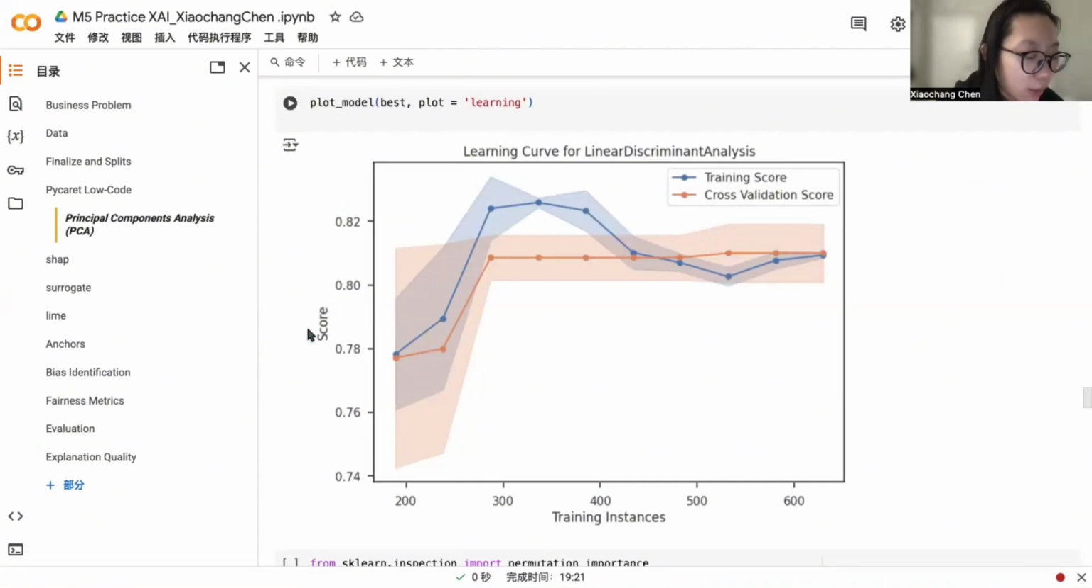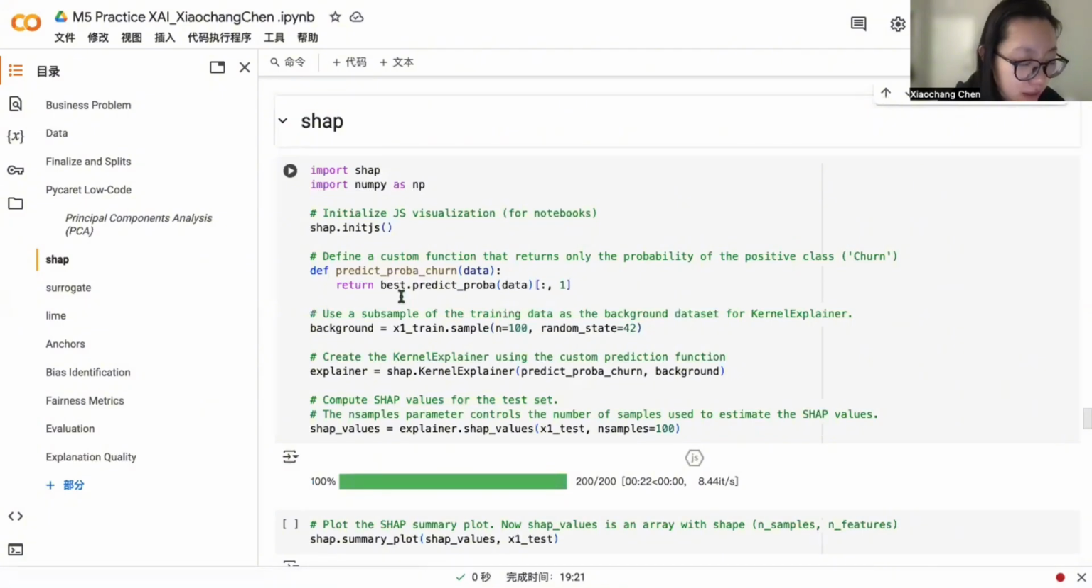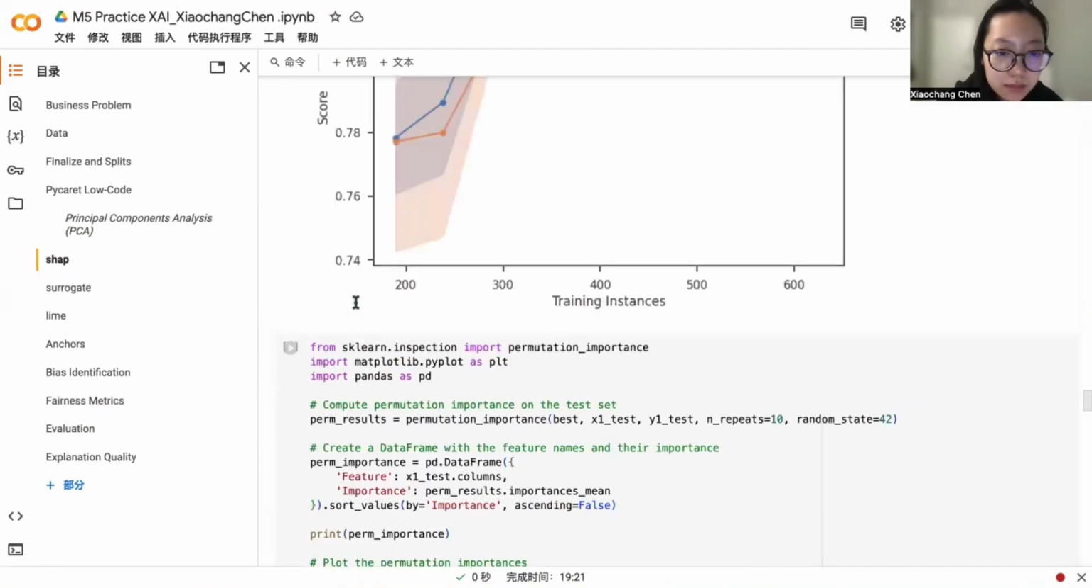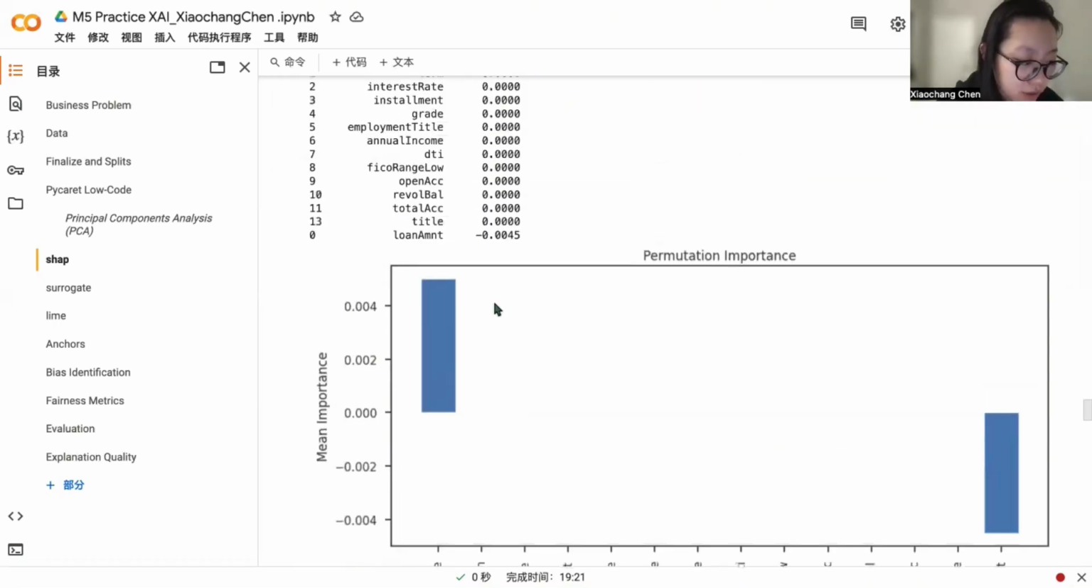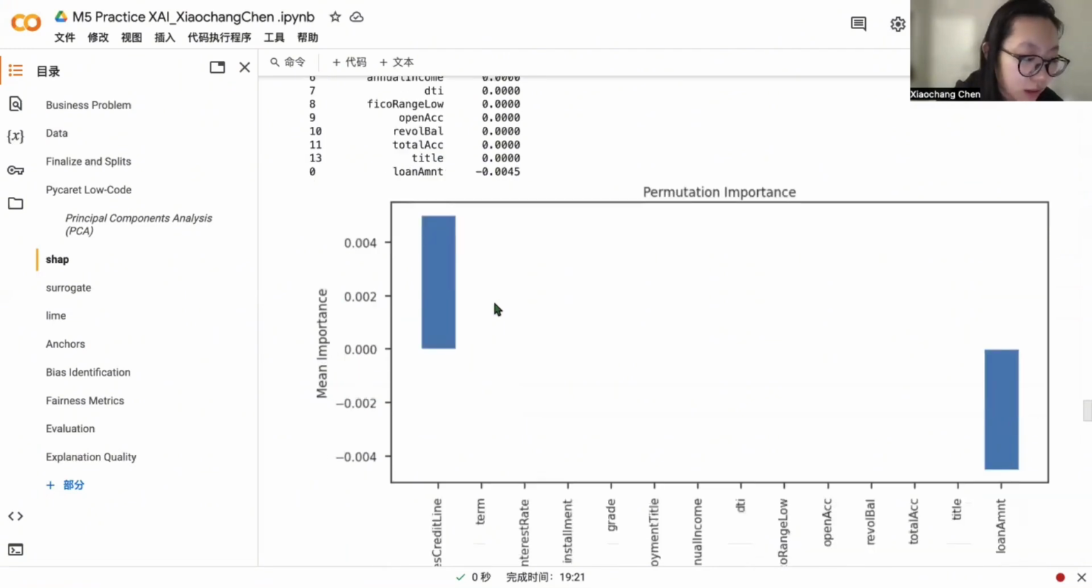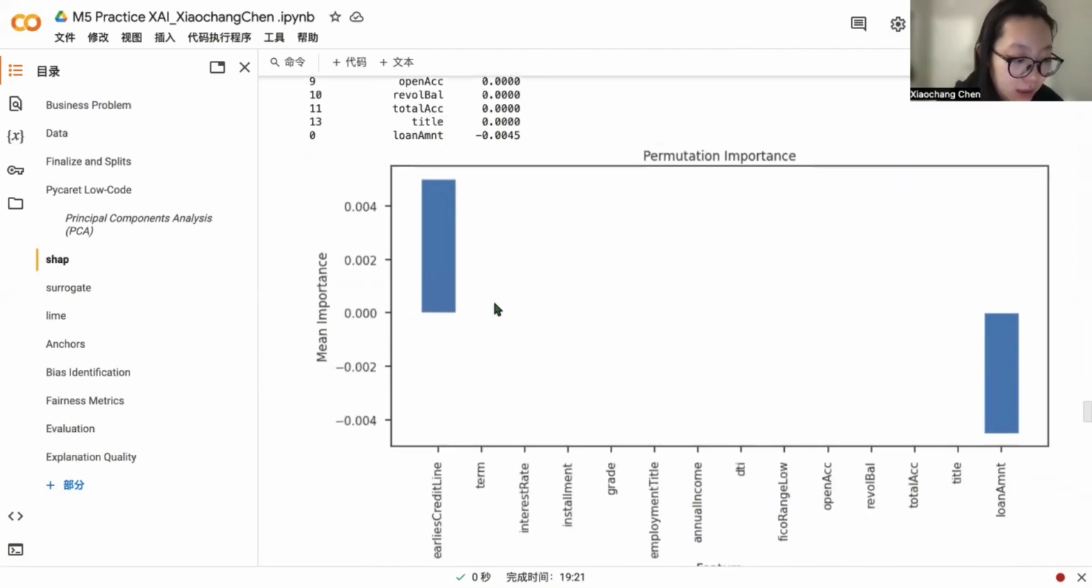We will show you how we make sure our model isn't just a black box. We used a few different explainability techniques to break down why it's making certain predictions. Number one, we used permutation importance. So what features really matter? Turns out loan amount and earliest credit history were the two biggest drivers of default risk. Surprisingly, things like interest rate or loan term, which we'd expect to play a big role, barely matter.